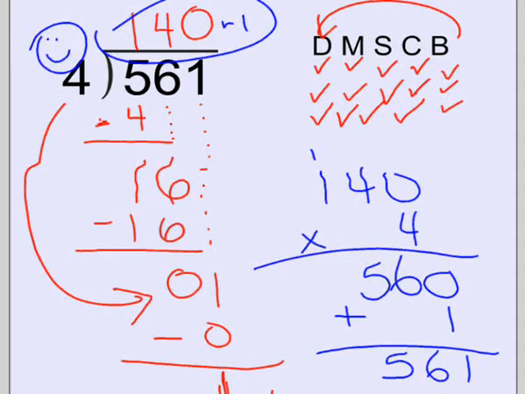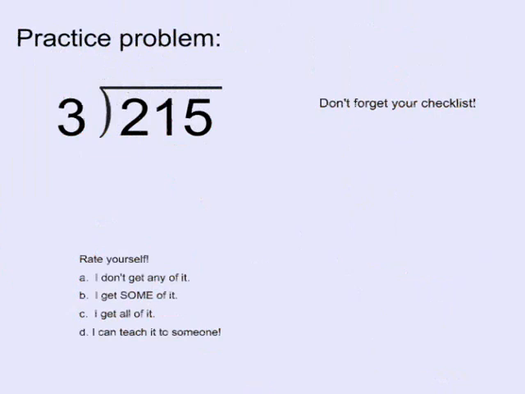So here's going to be your homework problem tonight. Practice problem is 215 divided by 3. Don't forget your checklist as you go through each step. And when you're finished, rate yourself. Are you getting this really well?